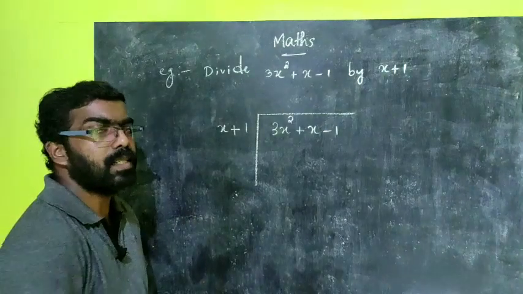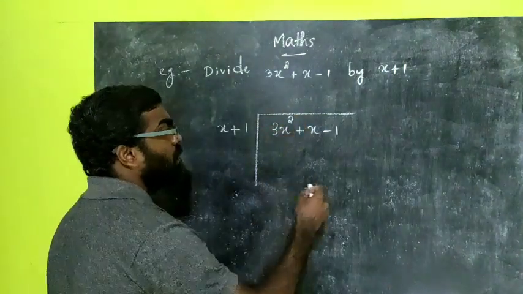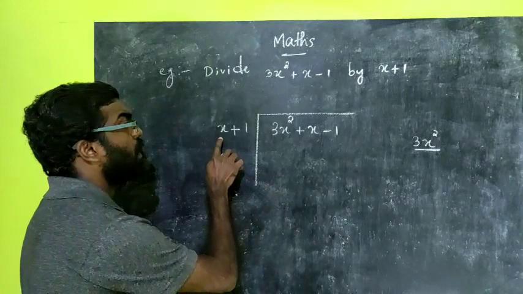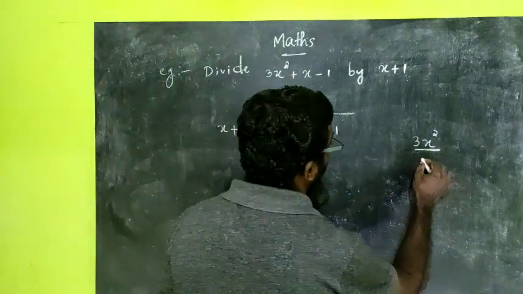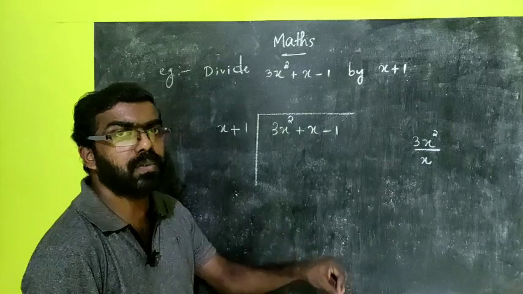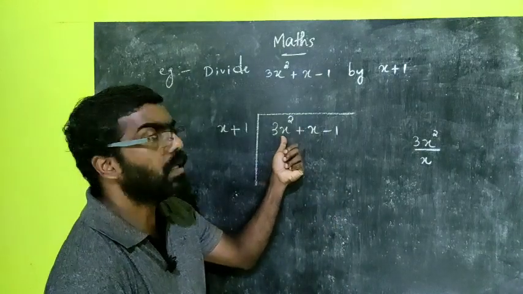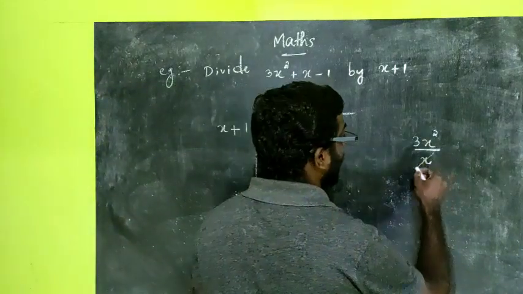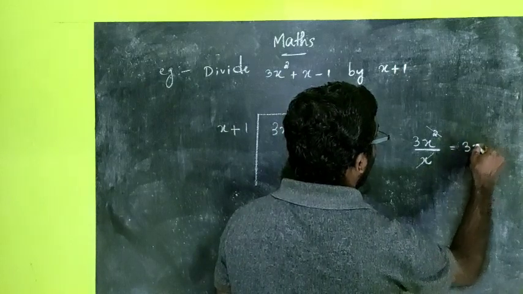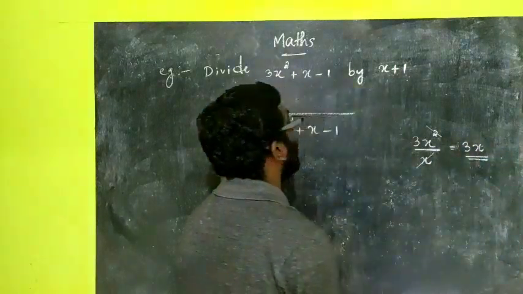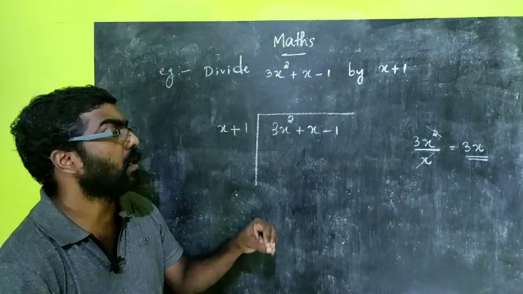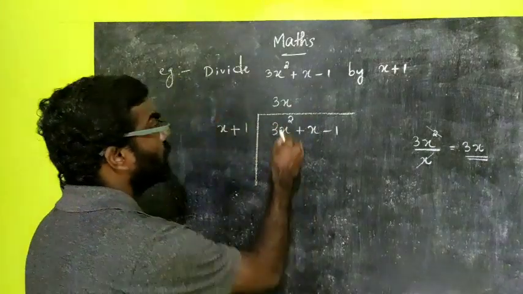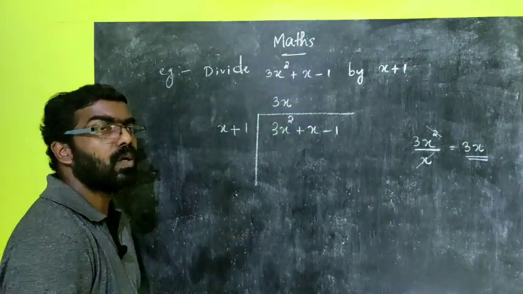For that we take the first term in the dividend, 3x square, and divide it by the first term in the divisor, x. So it is the first step. We have to divide the first term in the dividend by the first term in the divisor. What we get? When x and x cancel, we get 3x. So this term 3x will be the first term in the quotient that we have to write on the top.